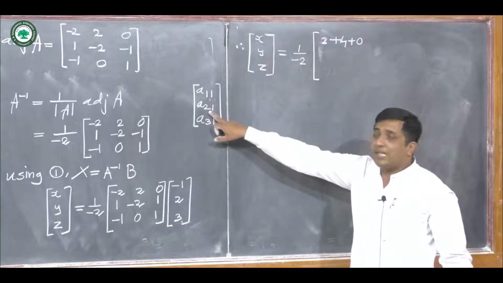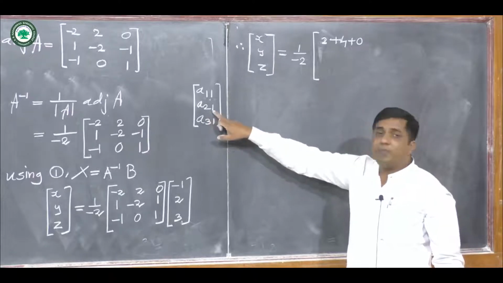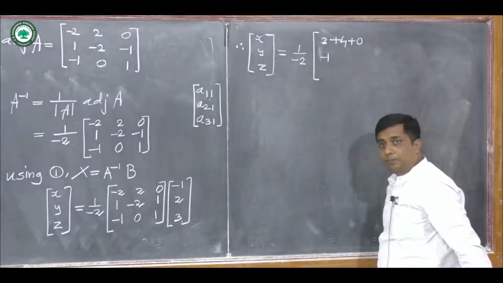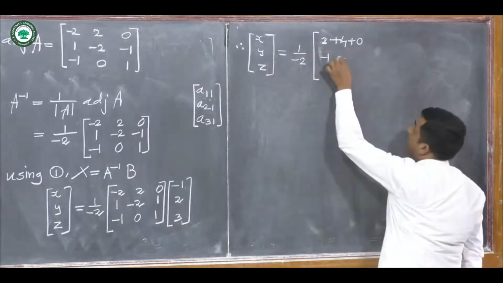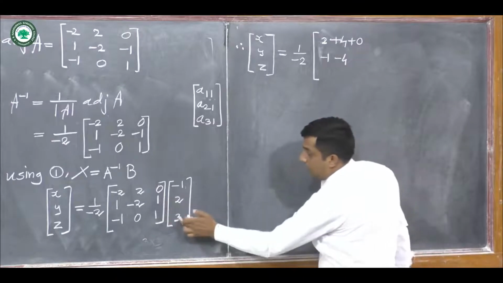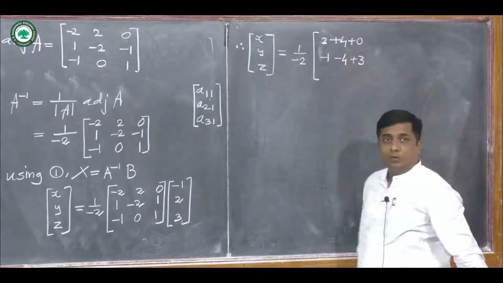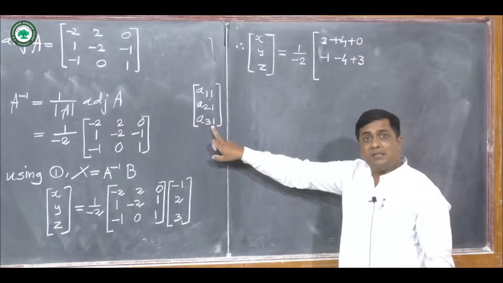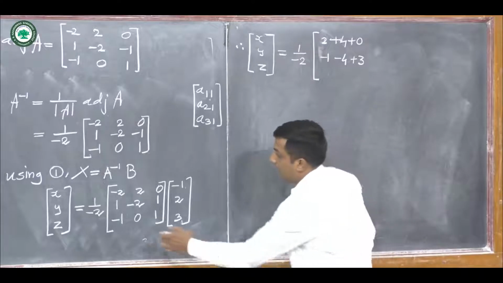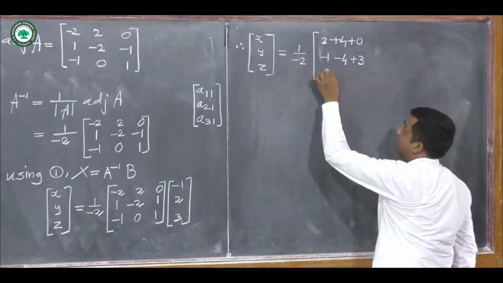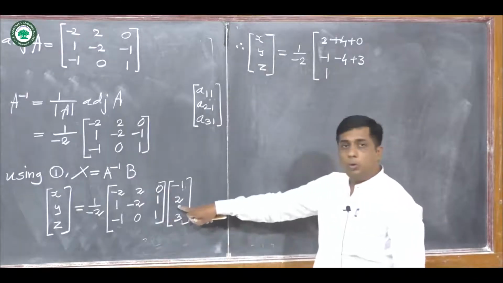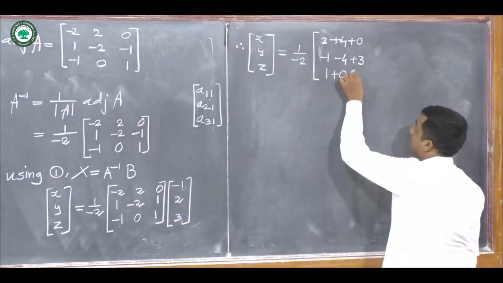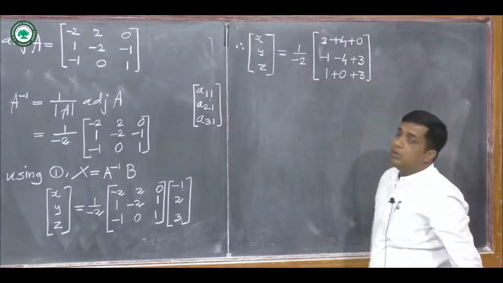Now the middle element is A21, so we consider the second row and first column. 1 into minus 1 is minus 1. Next minus 2 into 2 is minus 4. Next 1 into 3 is 3, that is plus 3. This is for the second element. For the last we consider A31, that is third row and first column. Minus 1 into minus 1 is 1. Next 0 into 2 is 0. Then 1 into 3 is 3. So the elements are like this.